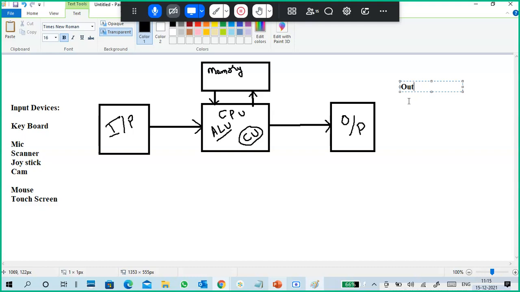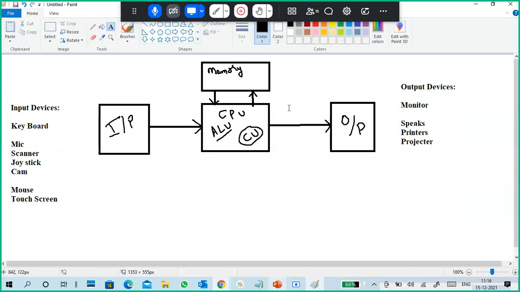So tell me output devices. Standard output device I want. Monitor, speakers, printers, projector, very good. Okay, so these are the output devices.